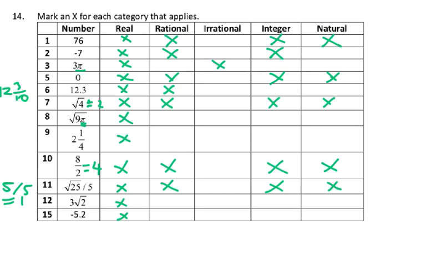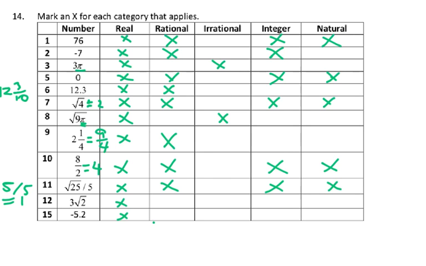Pi, when we see pi, we know straight away that it's going to be irrational. This can be simplified, but not to a natural number, but definitely a rational number. What rational number is it? Well, multiply 2 by 4, and we get 8 plus 1, 9 over 4. So there's our rational number.